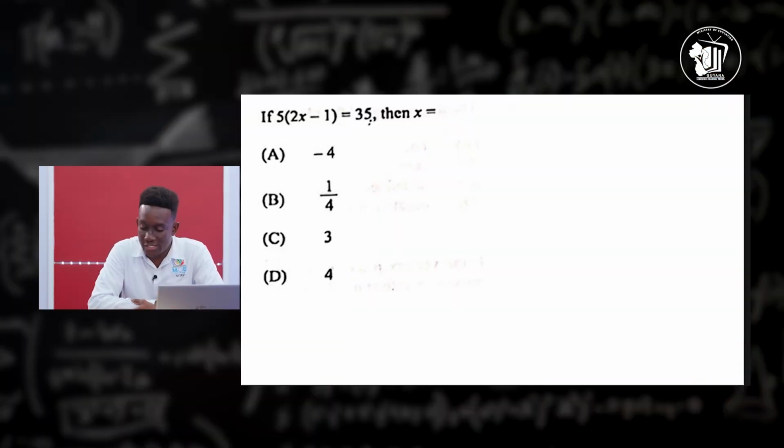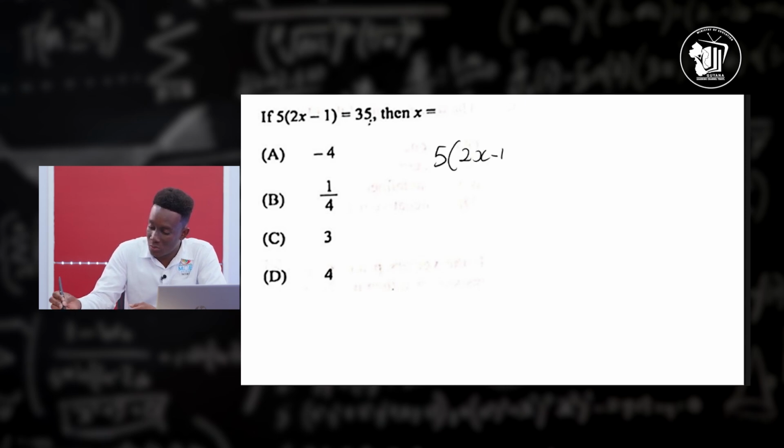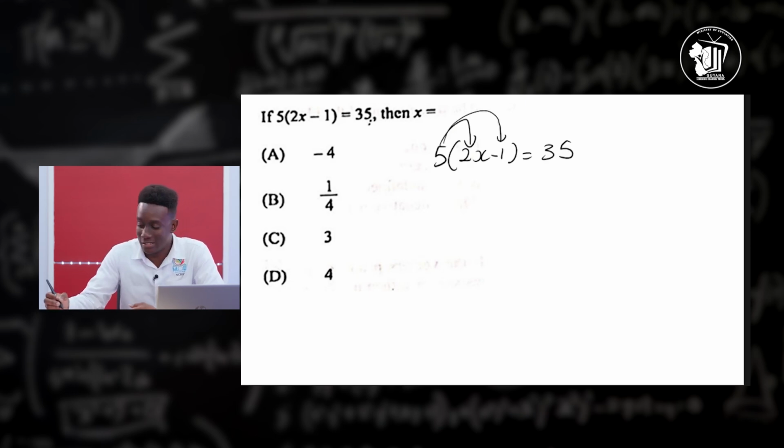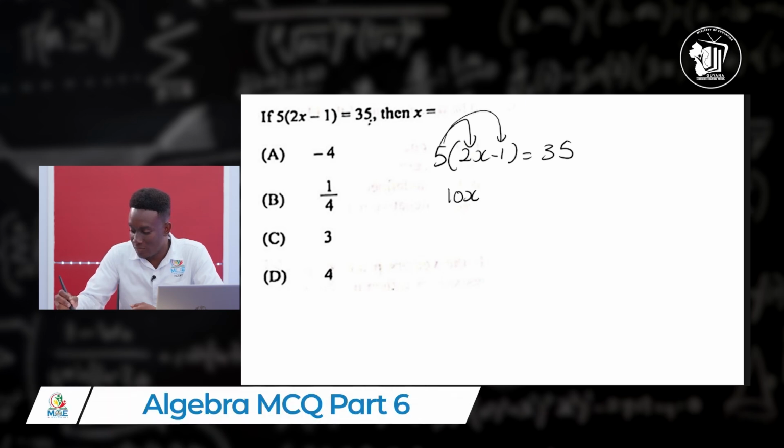So the next question says, if 5 open bracket 2x minus 1 is equal to 35 and x is equal to. So I can distribute this throughout. I know when I see brackets, I like to distribute them, and you could have carried over the 5, divided both sides by 5 and worked from there, but let's distribute. So 5 times 2x would give me 10x. 5 times negative 1 would give me negative 5 is equal to 35.